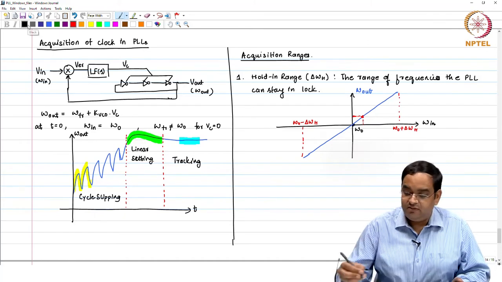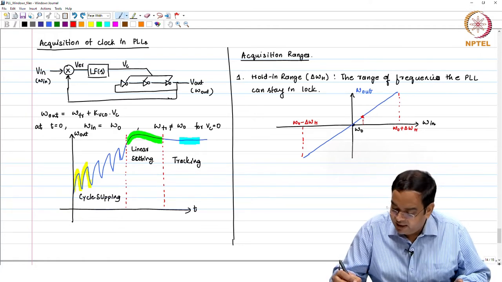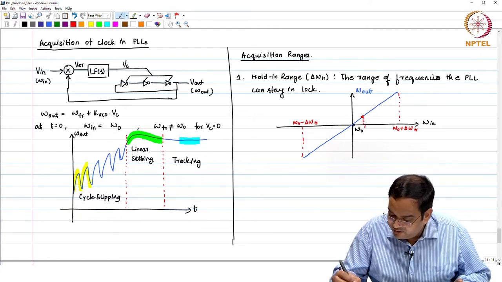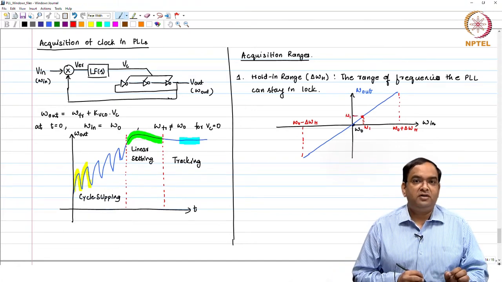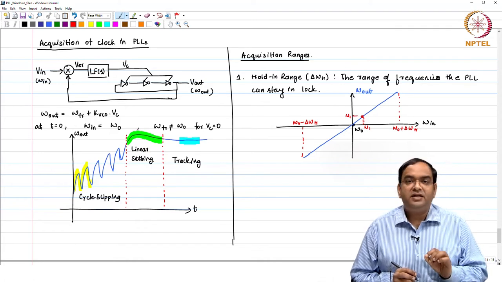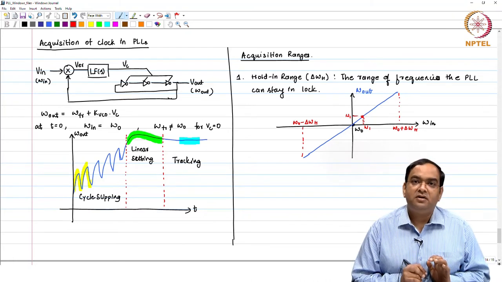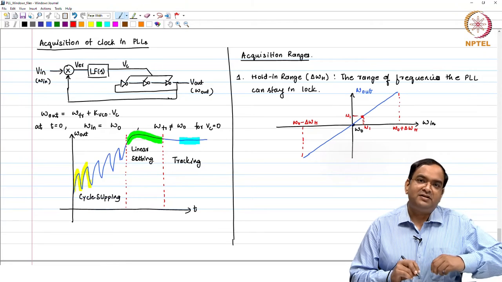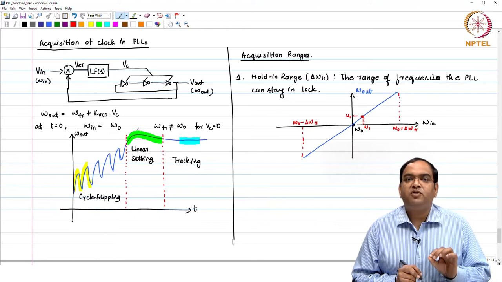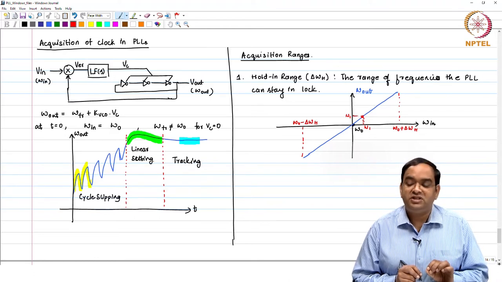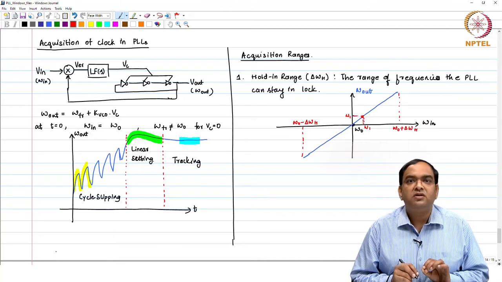Okay, so I will just give one example here. In this example, let us say I have this frequency omega in equal to omega 1. So my omega out will also be equal to omega 1. If I apply a small change in the phase for the PLL, that is like applying a disturbance to the PLL. If I apply a disturbance in terms of phase change, not in terms of frequency change, the PLL will remain in lock. It will not lose lock.